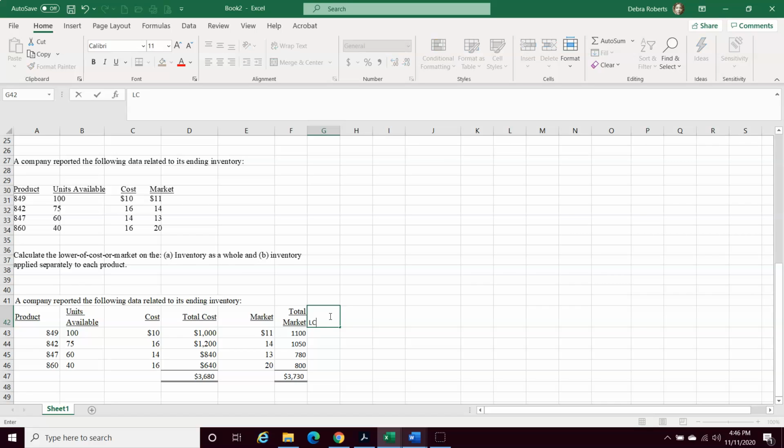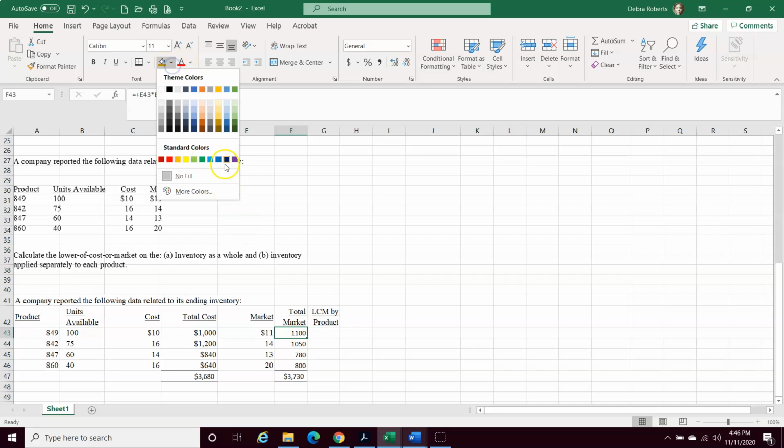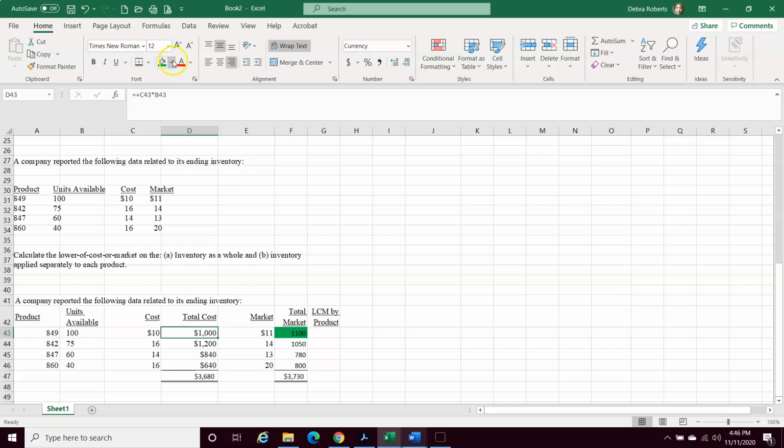Well, we can do the LCM real quickly by product. How do we do that? We compare, and I'm going to put in some colors just so you can see it a little bit better. I'm going to put this color as a green. And here is the market. And then I'm going to put in yellow what is the cost. If we want the lower cost of market, which one do we want? We clearly want the 1100. And I'm going to put this as yellow. And it's going to be a combination of yellows and greens, but let's just go through the process.